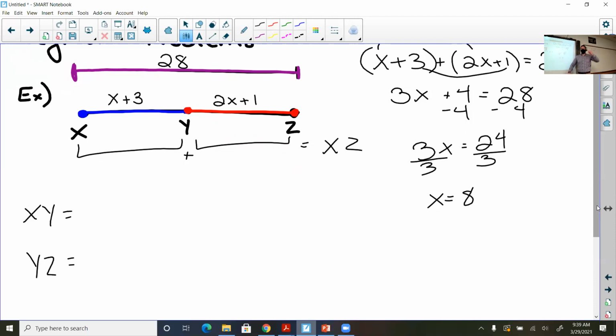So what's the answer to XY? And what about YZ? And 17. Well done. Because 8 plus 3 is 11, and 2 times 8 is 16, plus 1 is 17. So just using the logic of two things adding together to equal a bigger thing allowed me to create an equation, solve for a variable, and then plug it back in to find the missing values.